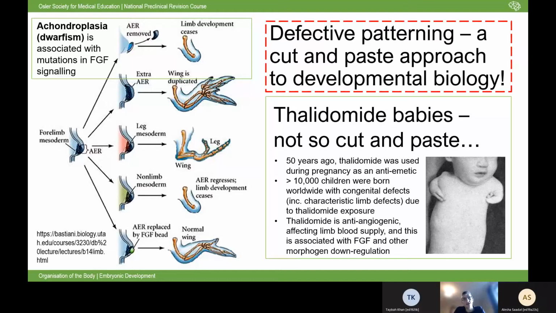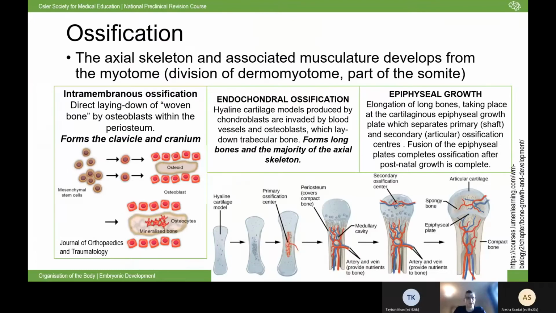Another condition associated with FGF signaling is achondroplasia, or dwarfism, and it's not as dramatic as this. The apical ectodermal ridge is not removed as it is in this experimental model, but if you get abnormal FGF signaling, then that prevents the proper outgrowth of the limb bud, and that gives you achondroplasia, which is that type of dwarfism with a normal sized trunk and head, but short limbs.